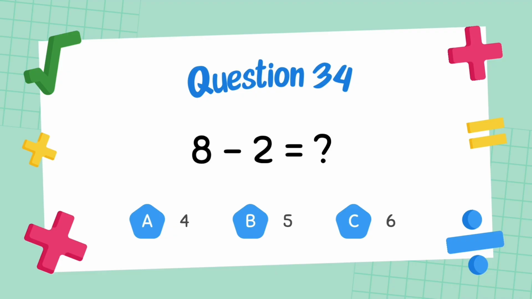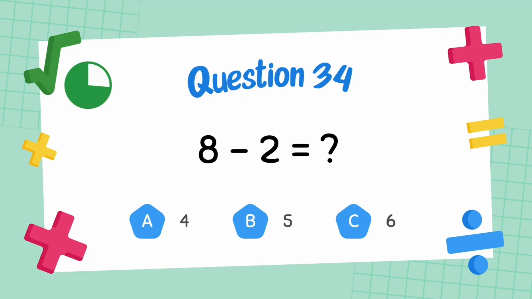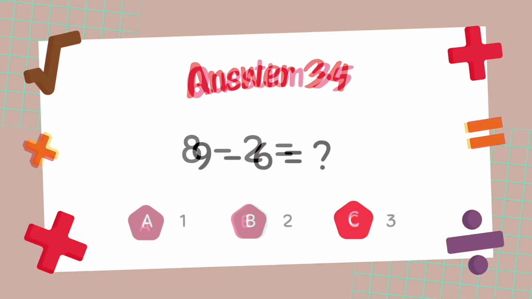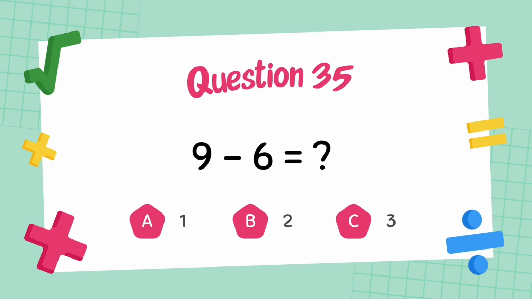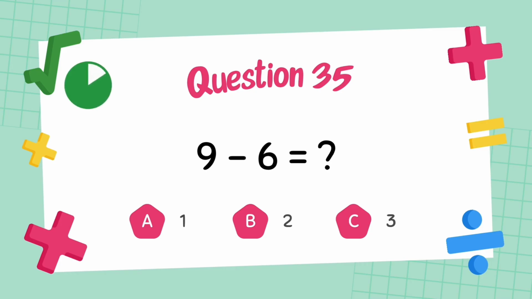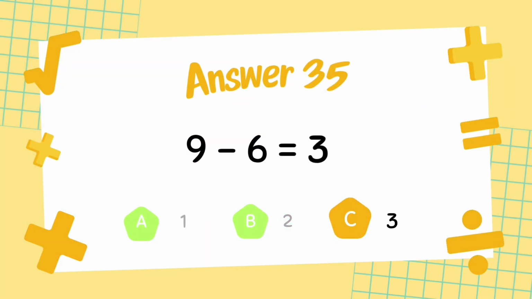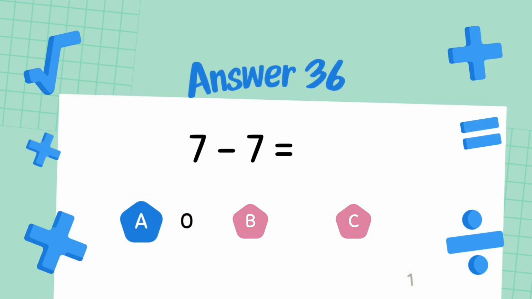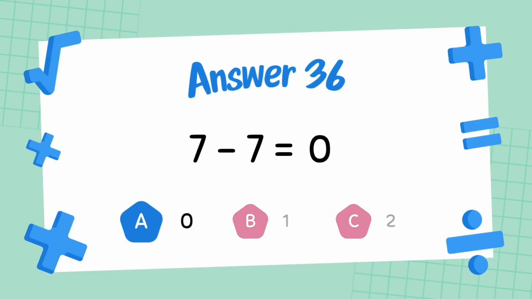What is 8 minus 2? The answer is 6. What is 9 minus 6? The answer is 3. What is 7 minus 7? The answer is 0.